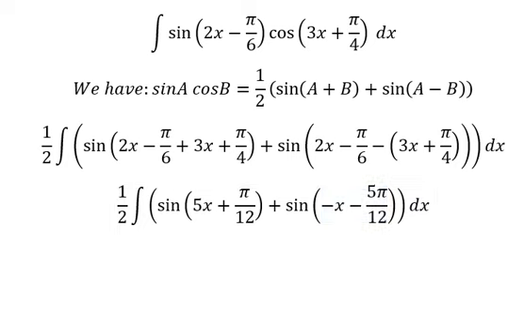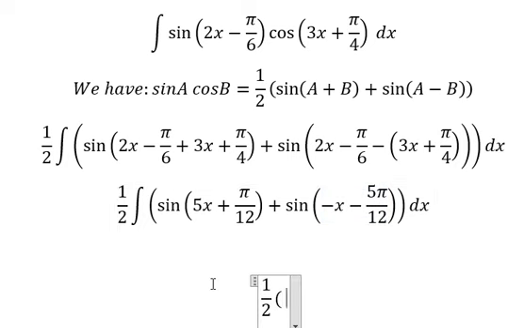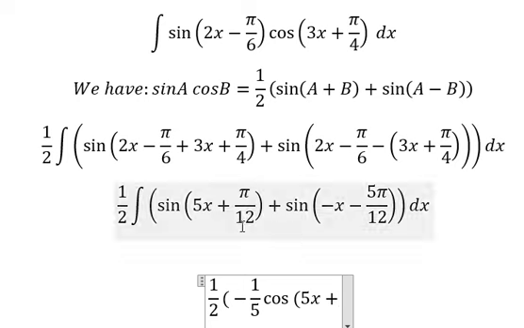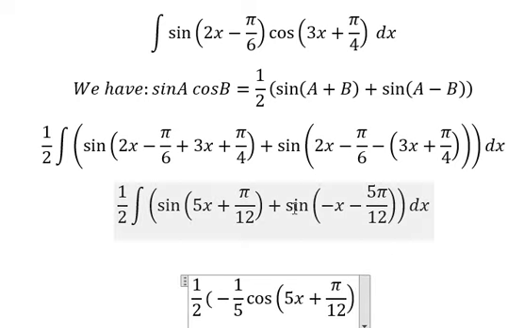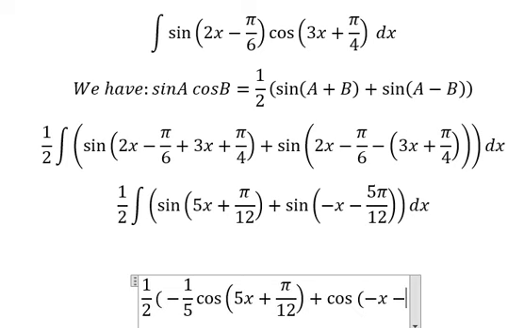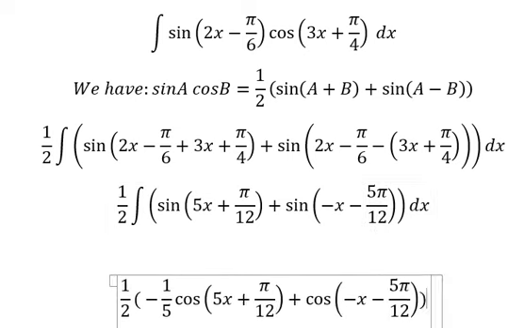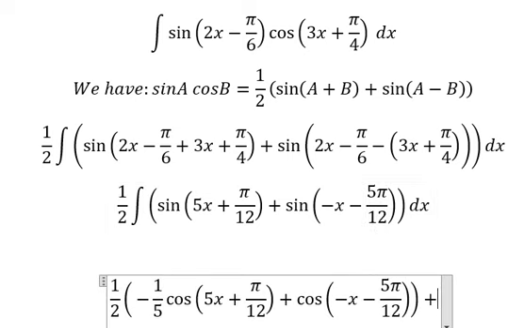And now we have the final answer. The integration of this one, we have negative 1 over 5 cosine of 5x plus b over 12. The integration of this one, that is positive cosine of negative x minus 5b over 12. And I will put a C.